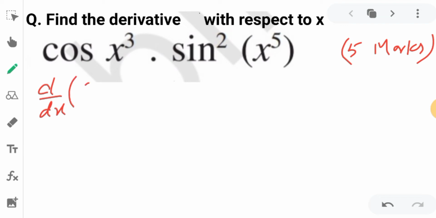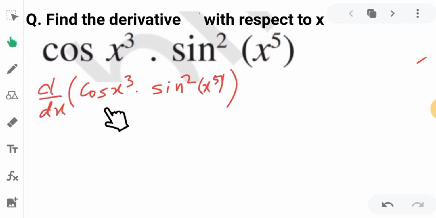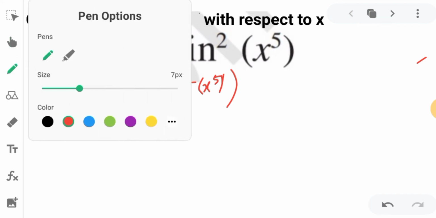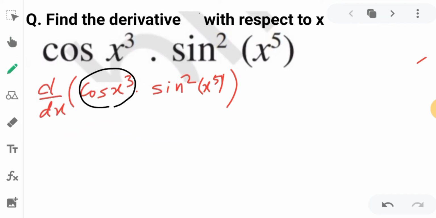Since we have to find the derivative of cos x cube into sin square x to the power 5, if you look carefully, this function has two terms. The first term is cos x cube and the second term is sin square x to the power 5, and these two terms are attached with a multiplication.